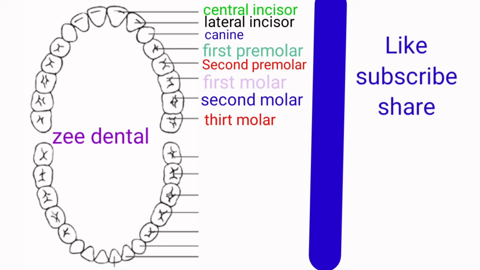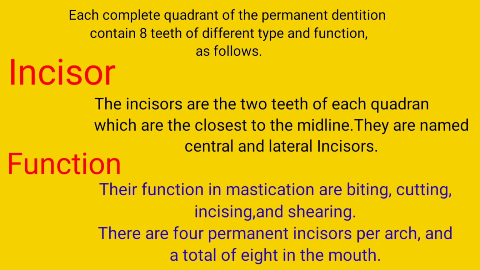There are 16 permanent teeth per arch and 8 permanent teeth per quadrant. Each complete quadrant of the permanent dentition contains 8 teeth of different type and function, as follows. Incisor. The incisors are the two teeth of each quadrant which are the closest to the midline.